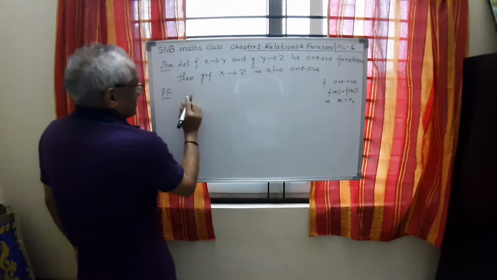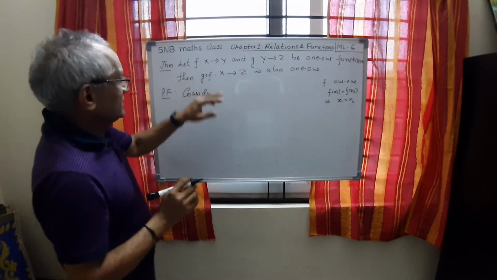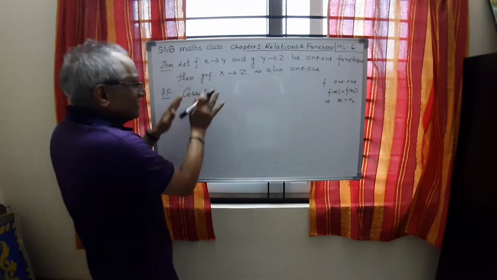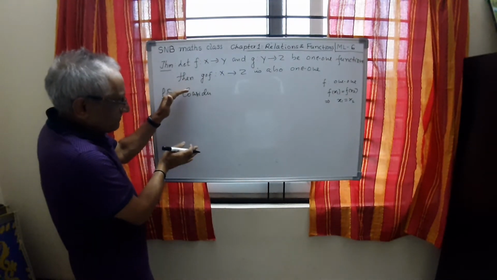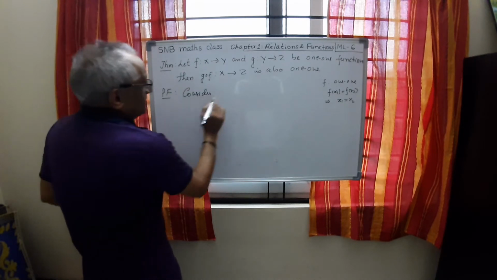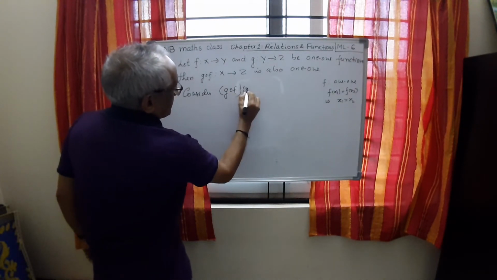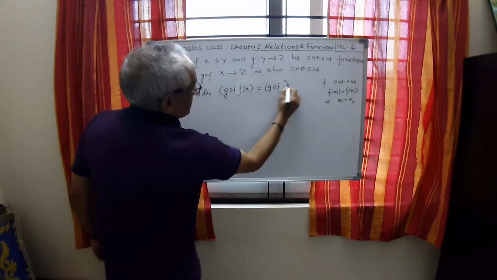So let us consider. Of course you have to write the condition. In any theorem first you write the condition. I will not do that one. Let me directly take the main proof. Consider g of f of x1 equal to g of f of x2.